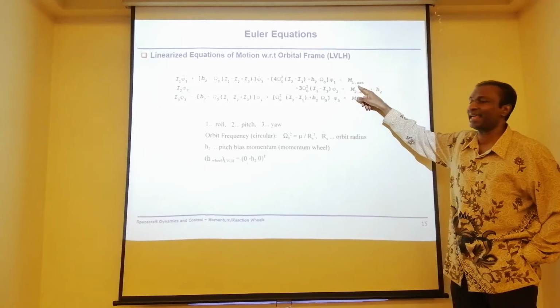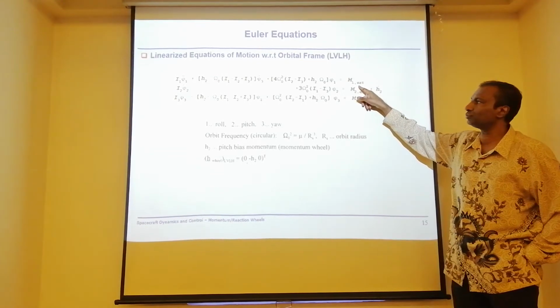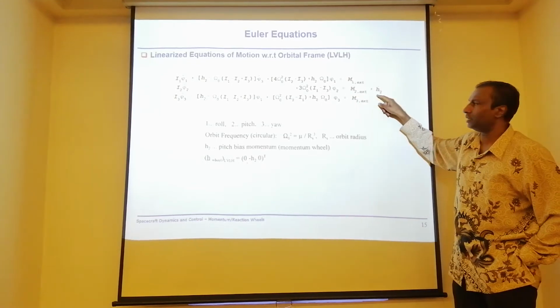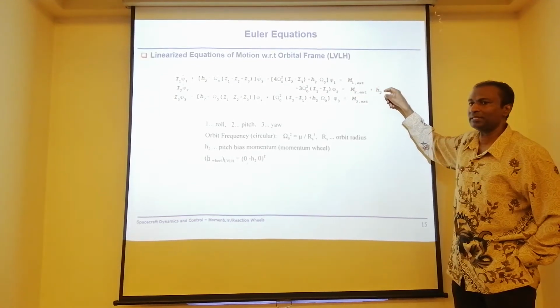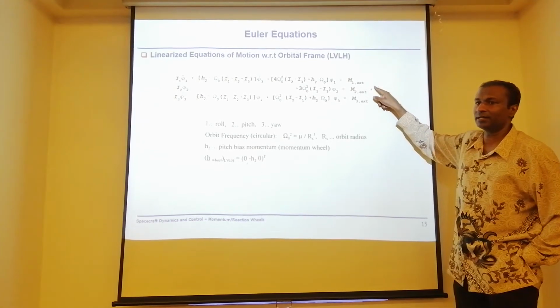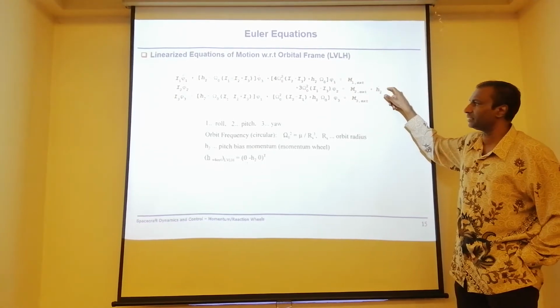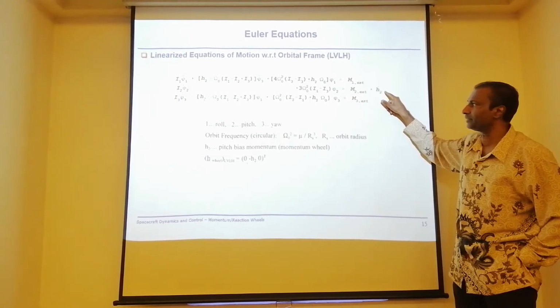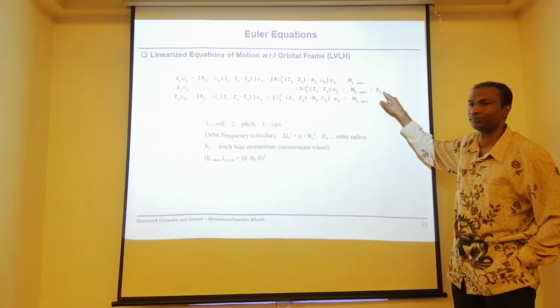M is the external torque. This is the change of angular momentum, H dot. This is a bias momentum term here. So there's a change of angular momentum. When there is a change of angular momentum, the wheel speed changes, and that means you have a torque.